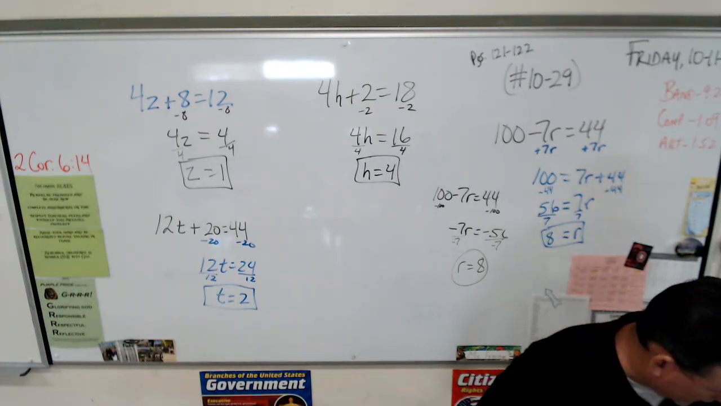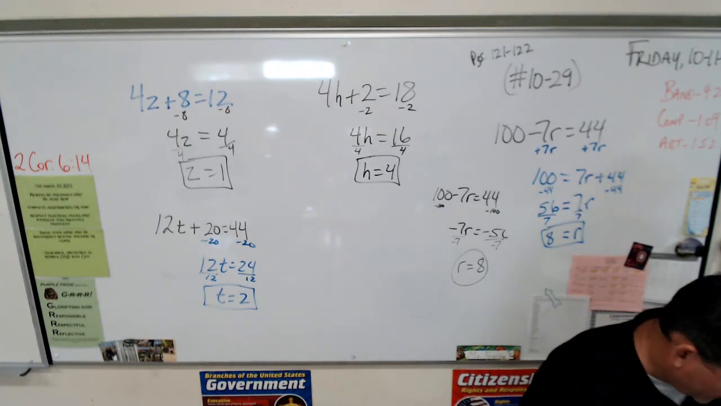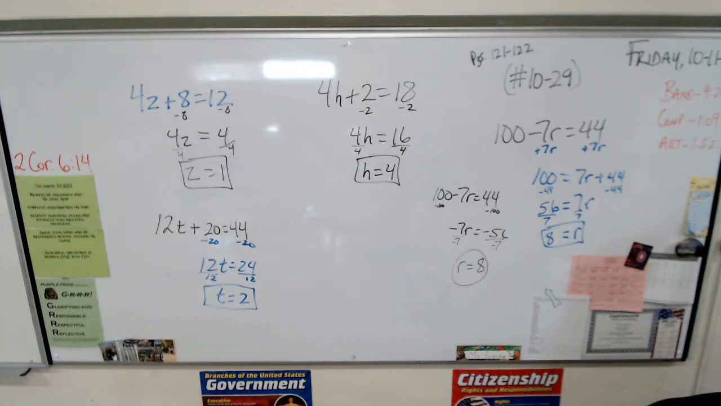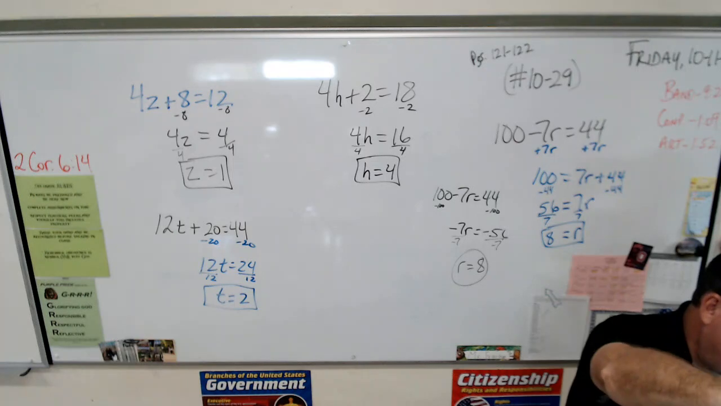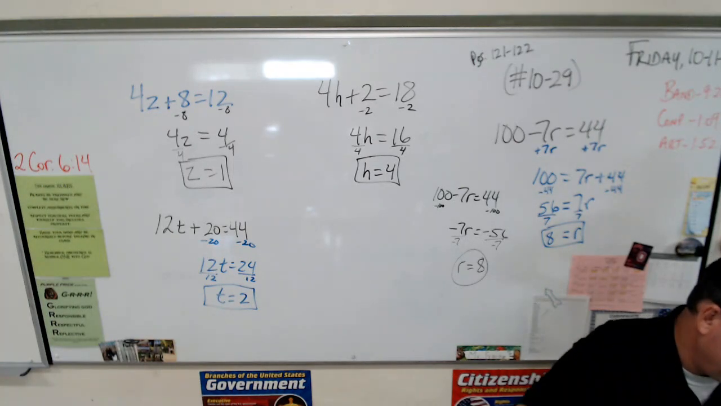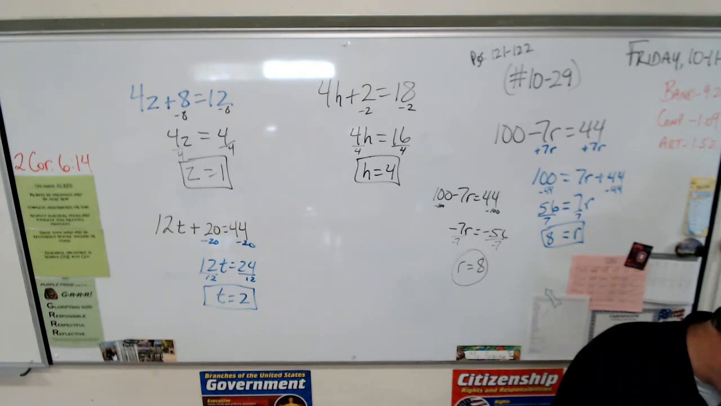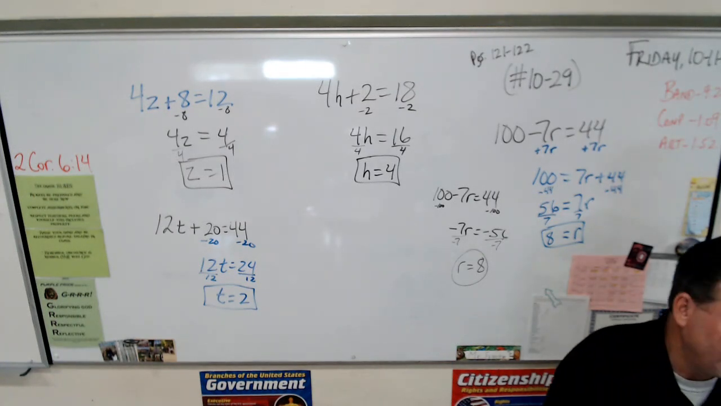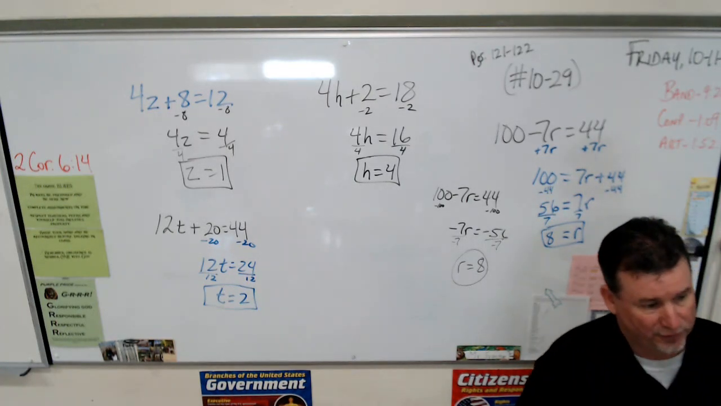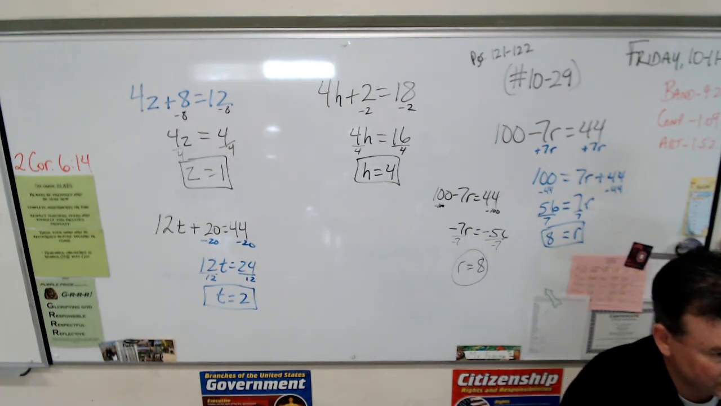Okay, heads up, 13. You've got an 8p attached to a negative 16. What do you got to do to both sides? Add 16. So now you've got 8p equals 56. Now you got to divide both sides by 8. Boom. So p equals 7.